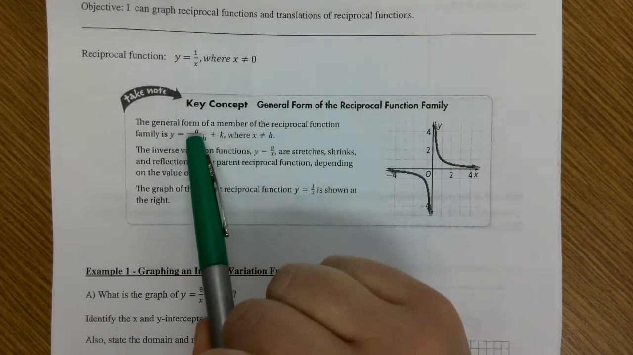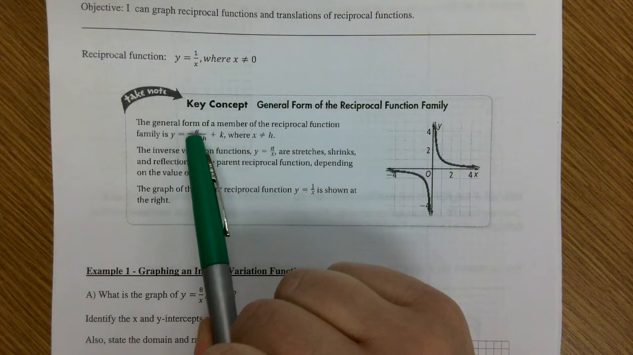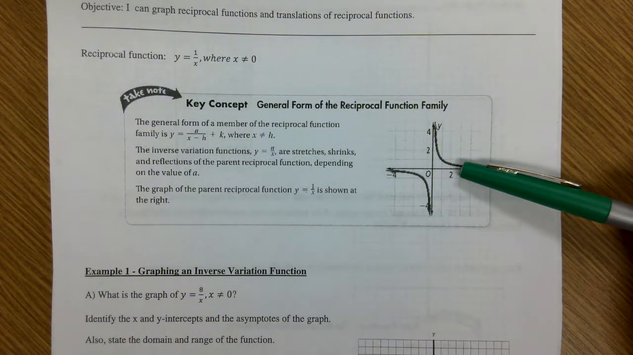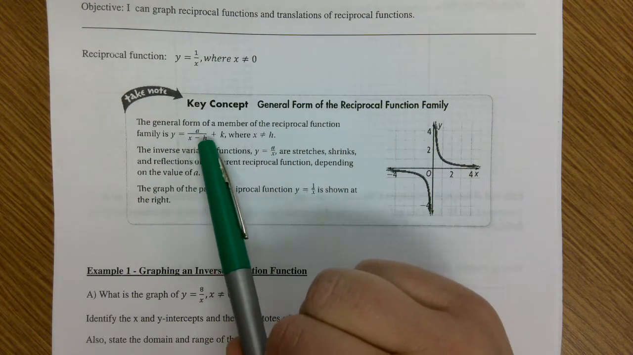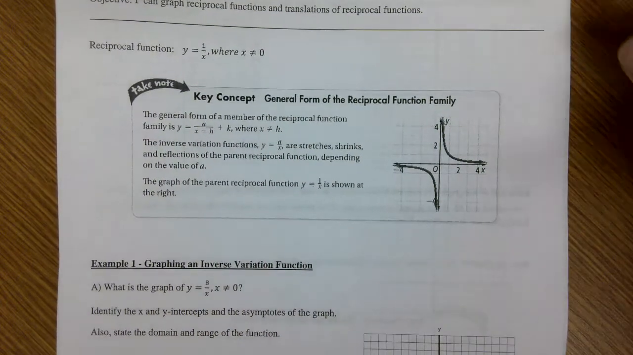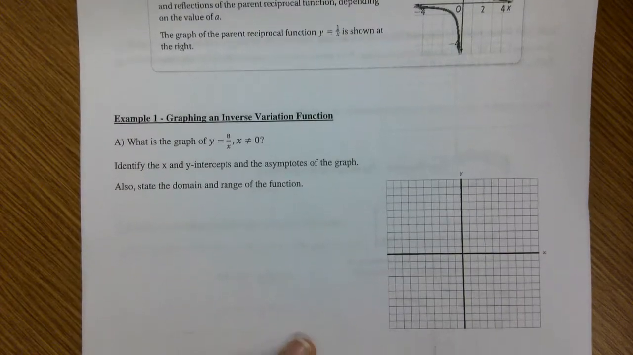One thing we will always have is this a will be a stretch. Remember, if that's negative, it will flip it. So that means this curve would be down here and down here if it was flipped. H will move left and right. K will move up and down. What exactly moves? We'll have to figure that out.